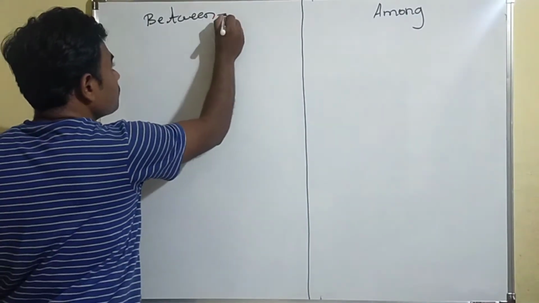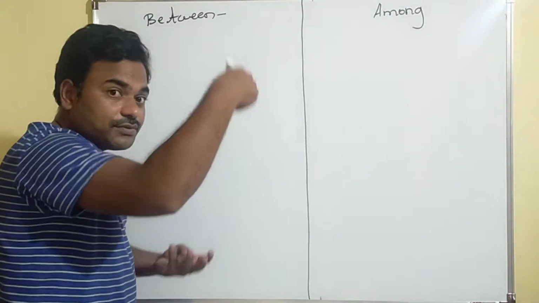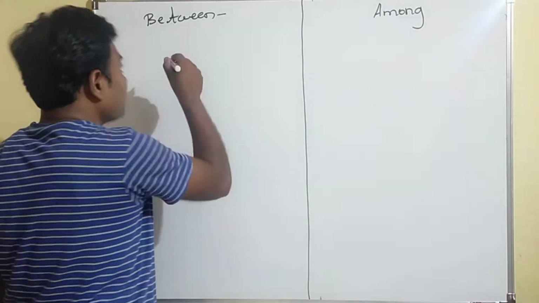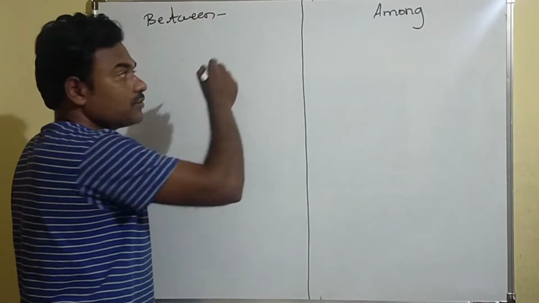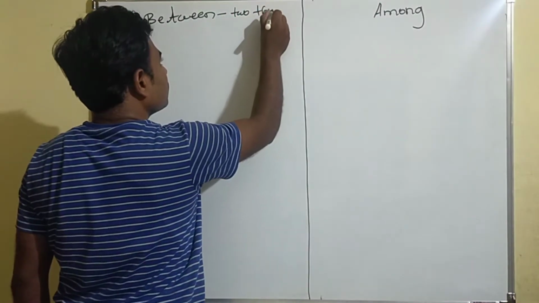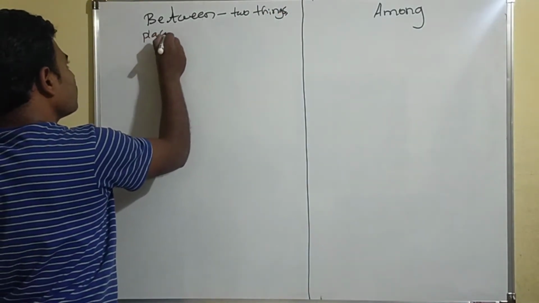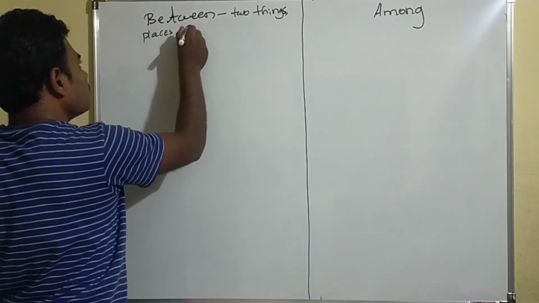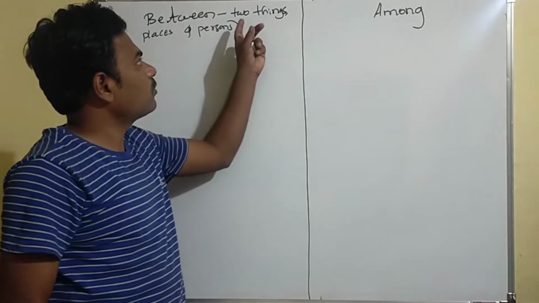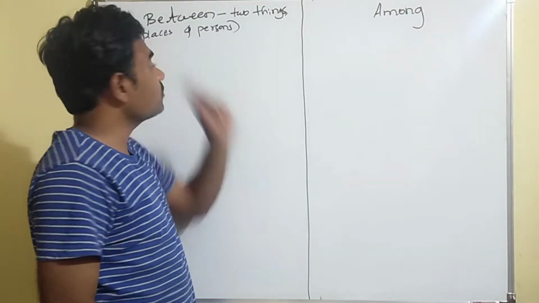When we talk about between two things, between two persons, two places, two objects, that time we use between. Between two things or places and persons, whatever. When we talk about between two persons, places, things and objects, that time we use between.